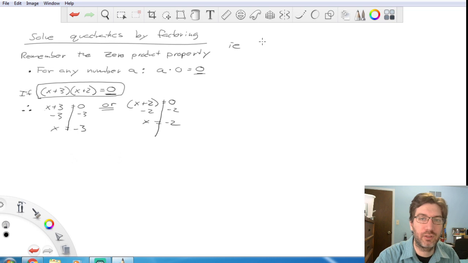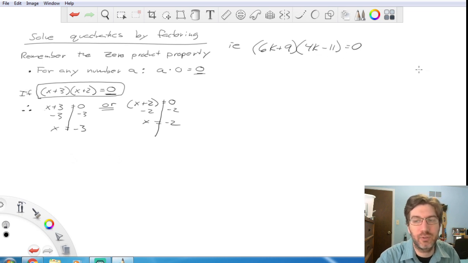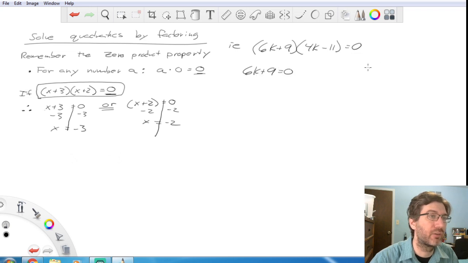But a little more complicated for this one. We have 6k plus 9, I'm sorry, that's a k, and 4k minus 11 equals 0. Again, first thing you're going to want to pay attention to is that do these equal 0? If they equal 0 and you're multiplying them, then your zero product rule is going to come in play. And that's going to state that 6k plus 9 equals 0, or 4k minus 11 equals 0. And then you just solve for both of these using your algebra.